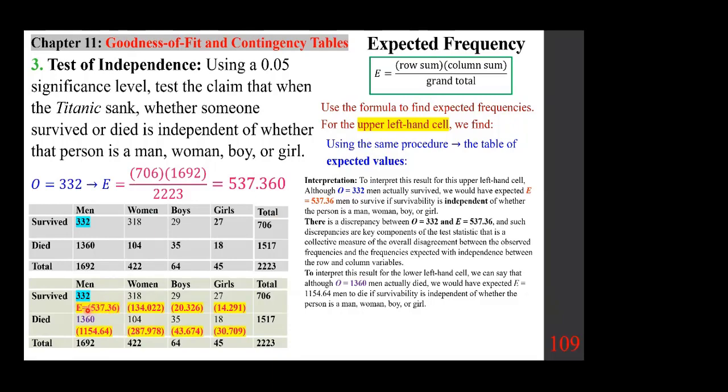This is the number of men that were supposed to survive if survivability and gender were independent. So if there was independence, it would be more than 332, which is 537.36. As an example, what is the meaning of this number?